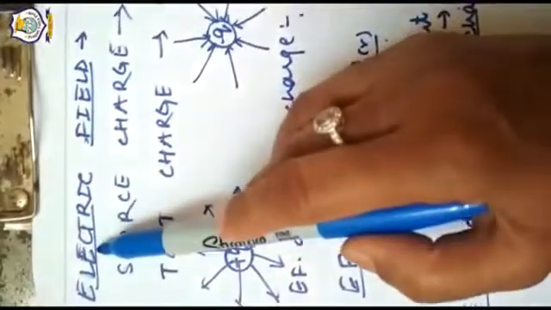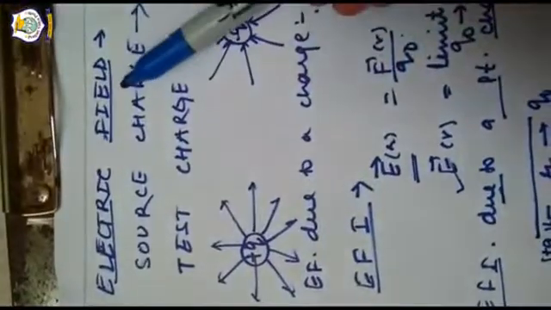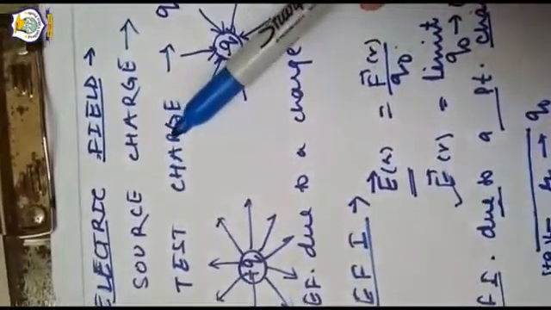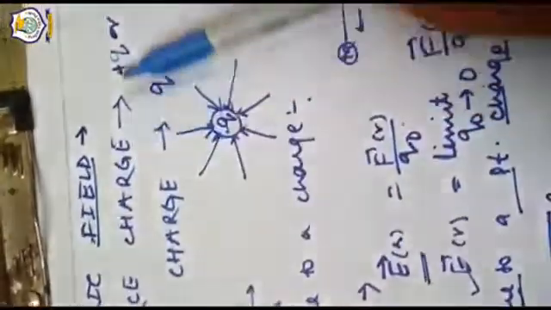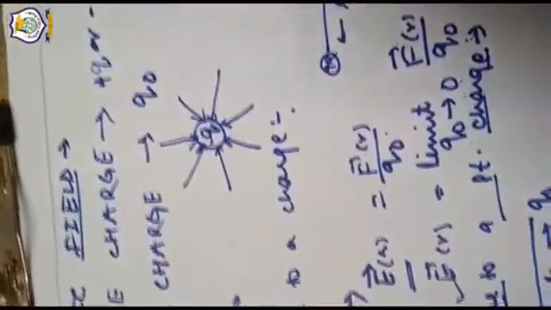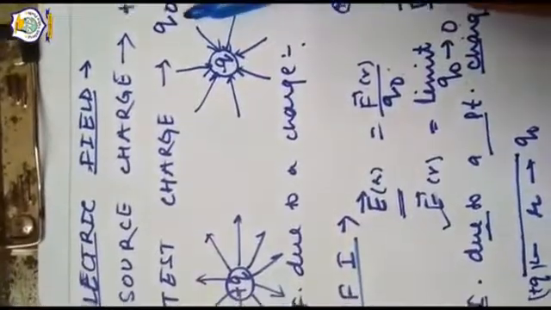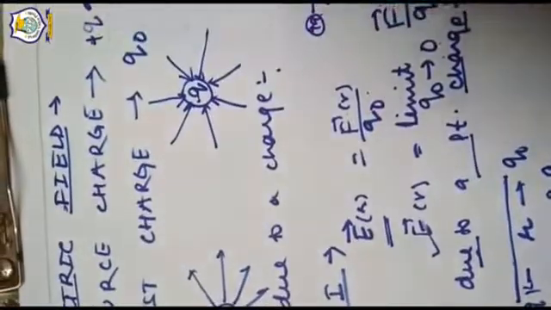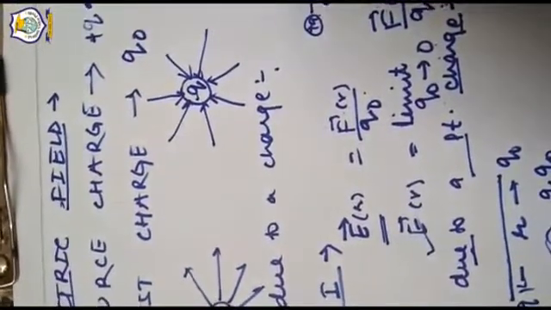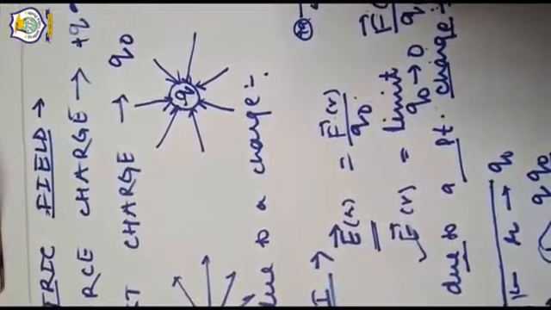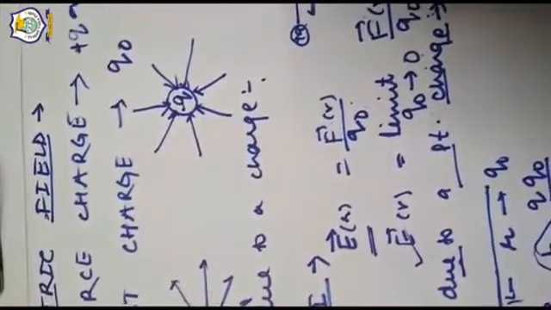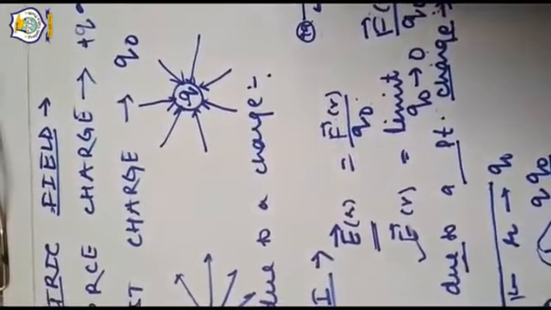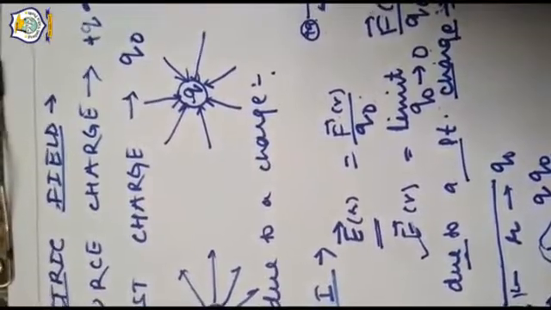The next term to discuss is electric field. Before discussing electric field, we should know about source charge and test charge. First of all, source charge may be positive or negative, and test charge is represented by Q naught. Why is it called source charge? Because these charges, positive or negative, can produce an electric field and they can exert some electrostatic force on any other charge which is placed near to this charge.